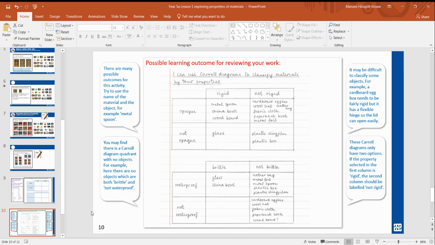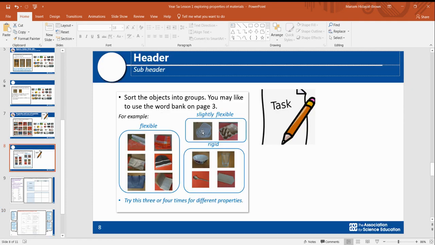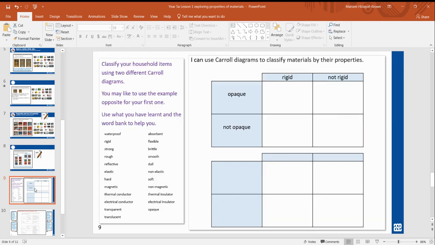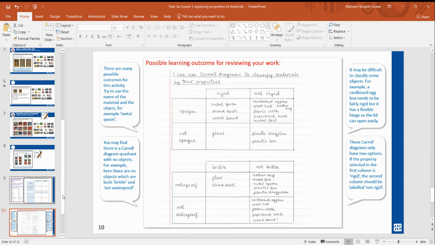So your task now, year fives, is to, once you have organised your materials into three groups like this, have a go at creating your own Carroll diagram, and you're going to decide whether your materials are rigid or opaque, and you're going to use the example here: rigid, not rigid, opaque, not opaque. Use this example to organise your own materials that you have gathered on your hunt. So use this example, and I look forward to seeing your work.